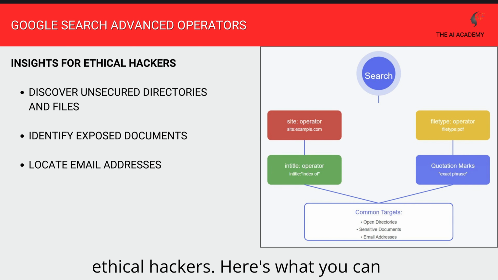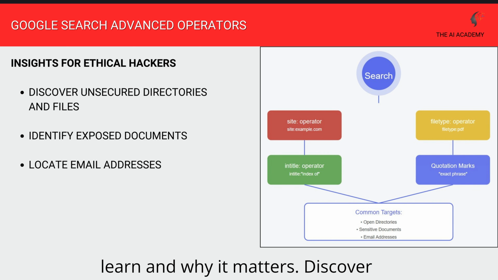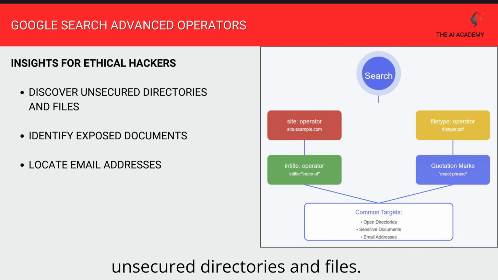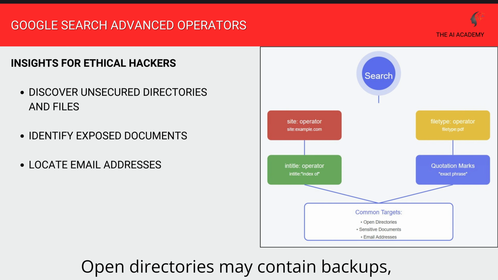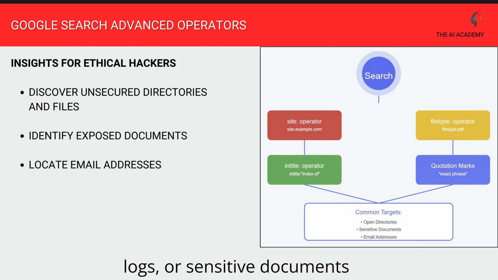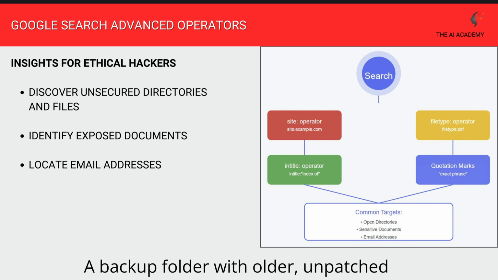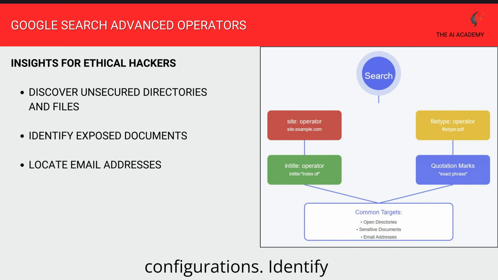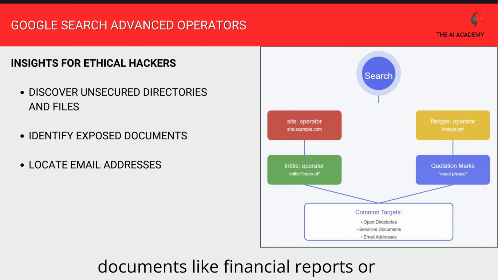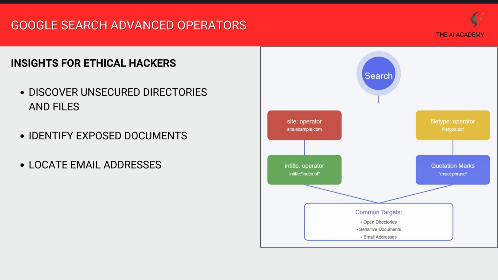Insights for ethical hackers. Here's what you can learn and why it matters. Discover unsecured directories and files. Open directories may contain backups, logs, or sensitive documents inadvertently exposed online. Example: a backup folder with older, unpatched configurations. Identify exposed documents. Using the filetype operator reveals internal documents like financial reports or security policies.